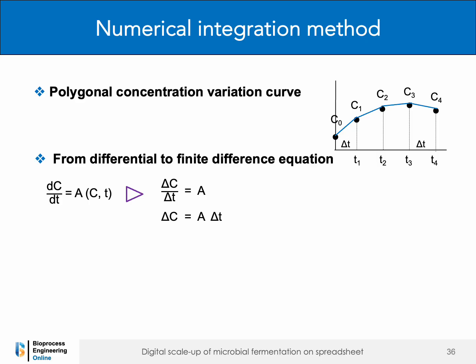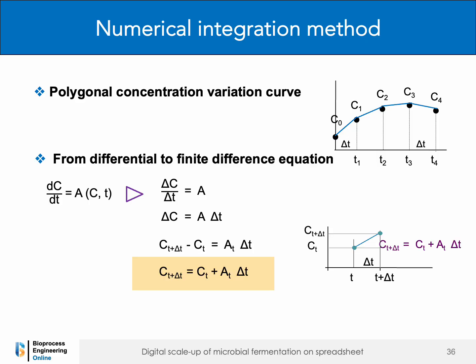The incremental concentration variation delta C is the difference between the concentrations C(t plus delta t) at time t plus delta t and C(t) at time t. The resulting finite difference equation is C(t plus delta t) equals C(t) plus A(t) delta t. A(t) is the slope at time t of the concentration time variation.